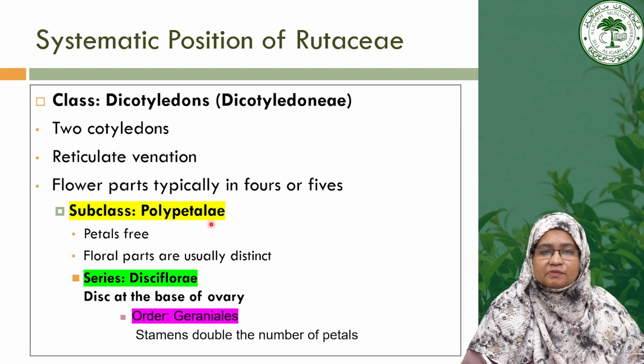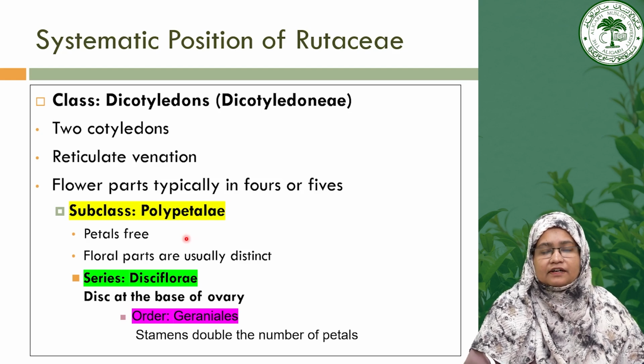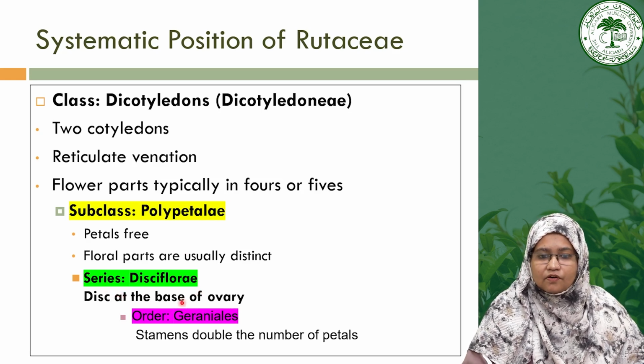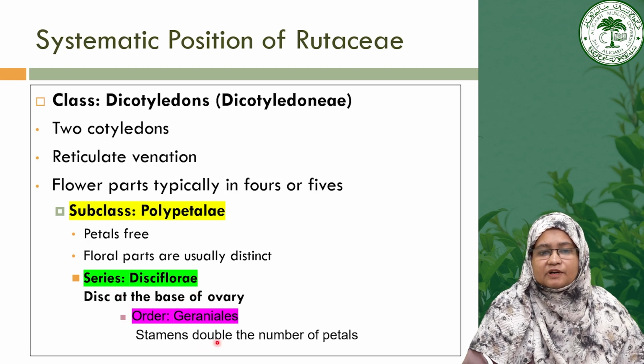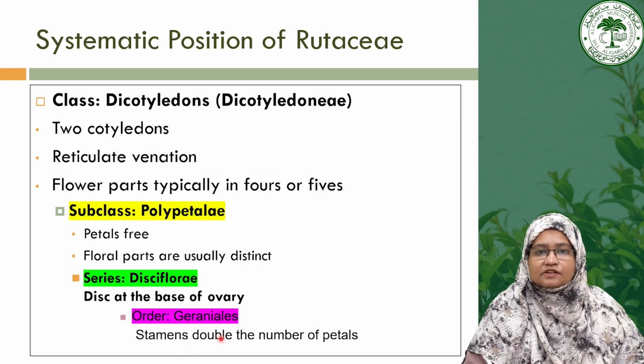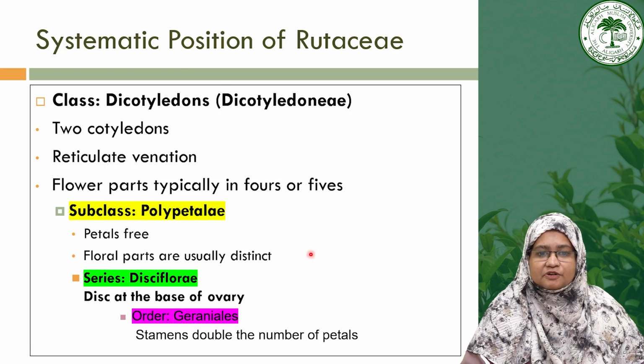Further, the subclass of this particular family is Polypetalae, which means they have free petals and their floral parts are quite distinct from one another. The series of this particular family is Disciflorae, which have a disc at the base of the ovary. And further, the order of this particular family is Geraniales. In this order, the stamens generally are double the number of petals. So these are the systematic positions and identification points for each systematic position.